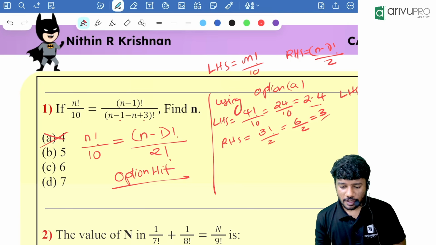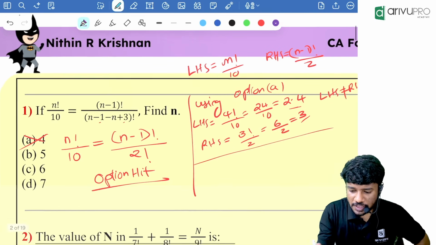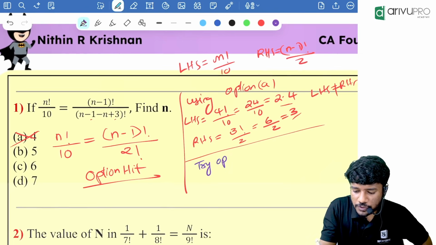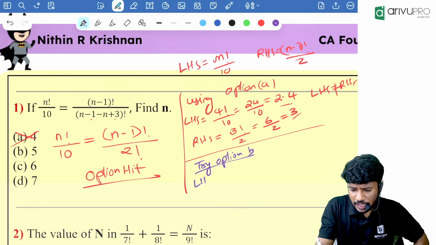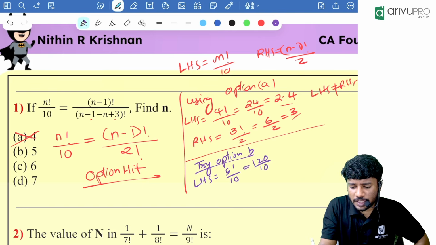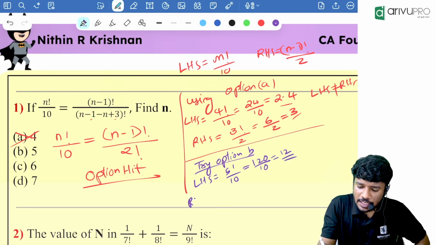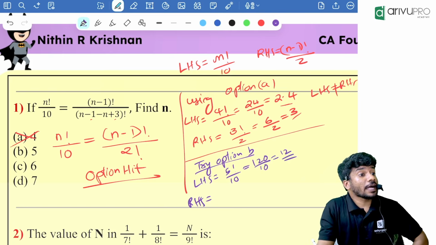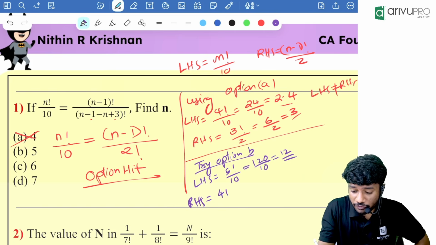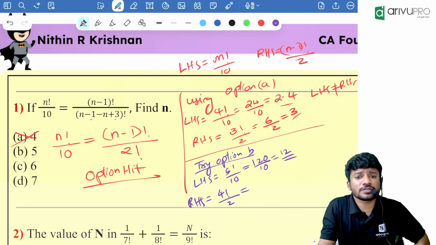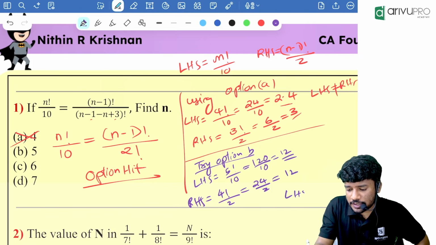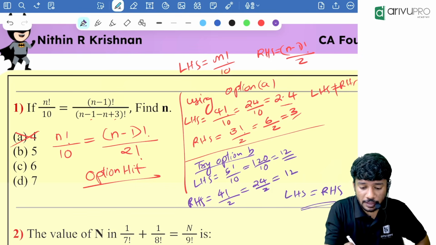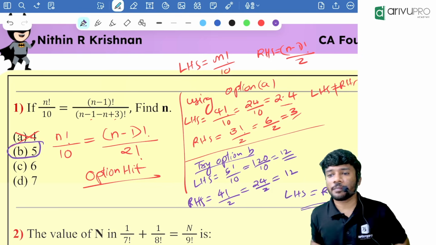Now the next one. Try option B. If you are trying option B, how will it look? LHS is equal to 5 factorial divided by 10. 5 factorial is 120, divided by 10 is 12. Then RHS is 5 minus 1 factorial, that is 4 factorial divided by 2. Why 2? Because 2 factorial is 2. 24 divided by 2 is 12. So LHS is equal to RHS in option B. Understood the method?